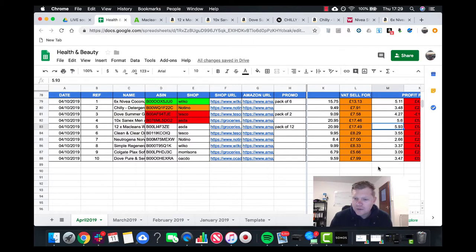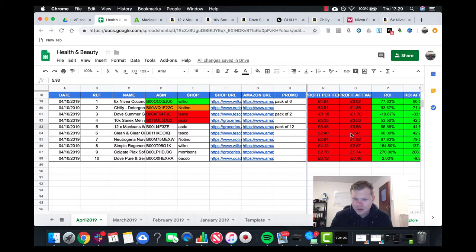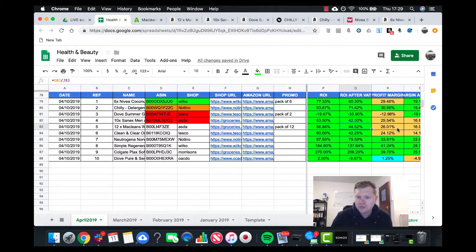The Amazon fee is £5.93. So on this item, you'd be making profit after VAT of £3.56, which would be a return on investment of 44%. We look for a minimum return on investment of 30%, and that's after VAT as well. So that's still a good item for us. We'd still be interested in that one. I know you all have your own criteria, but that's what the guys on the sheets will work to.